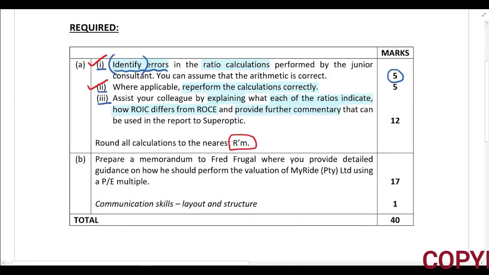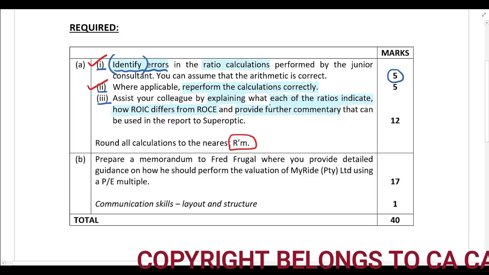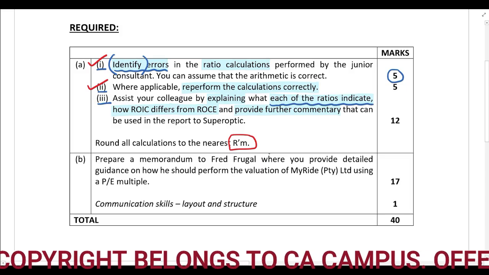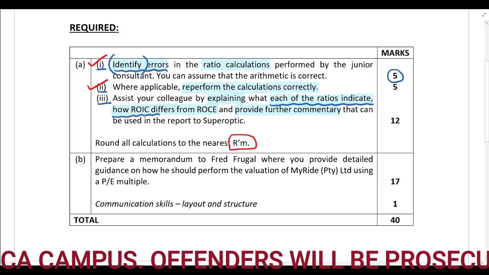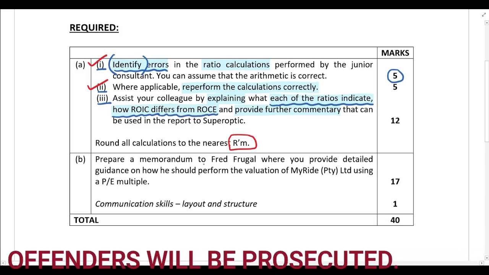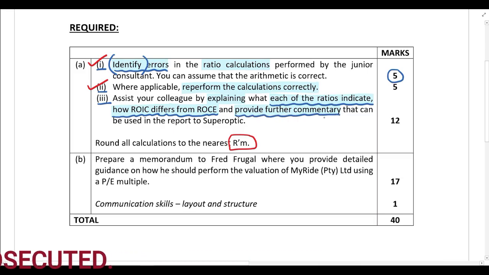Then in part 3, assist your colleague by explaining what each of the ratios indicate, how ROIC differs from ROCE, and provide further commentary that can be used in the report to Superoptic. So please be careful, guys. There's 3 parts to the required over here.